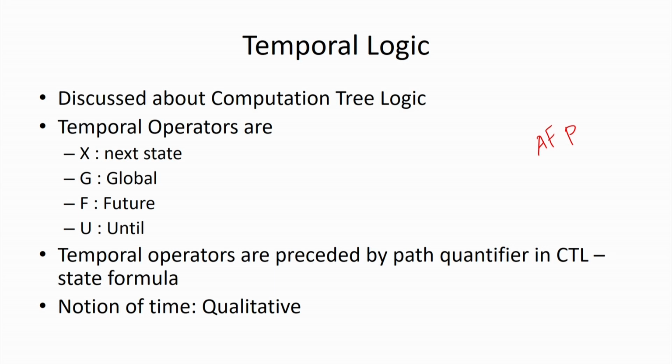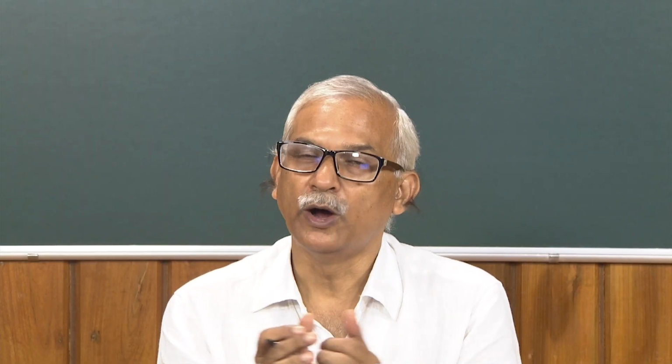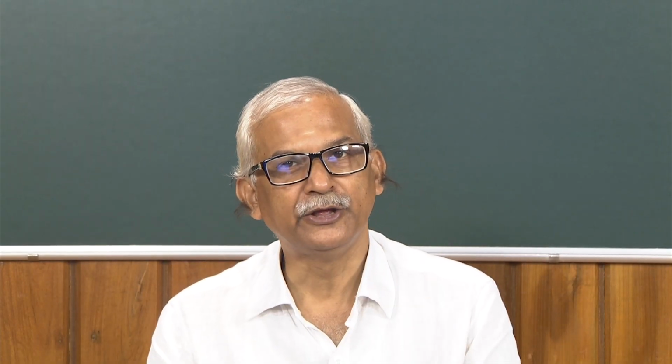Similarly, if I say E P until Q, what we are saying is that P must remain true until eventually Q becomes true in a particular state, in a particular execution trace, because it is taking the E path quantifier. That means we are not concerned about all the paths, but at least in some path P must remain true until Q becomes true. Again, it is qualitative in nature. We are not having any quantity.